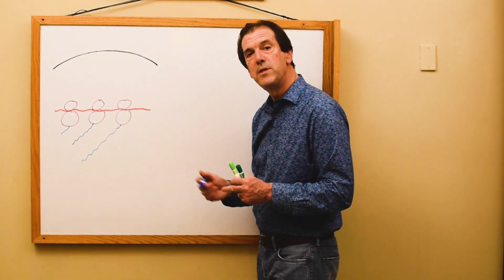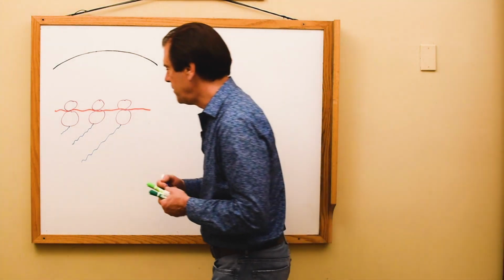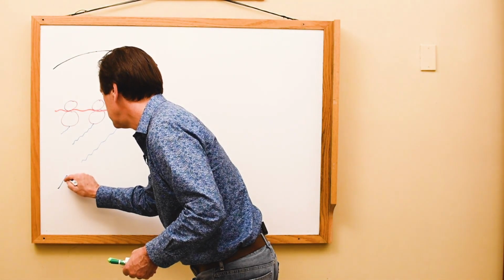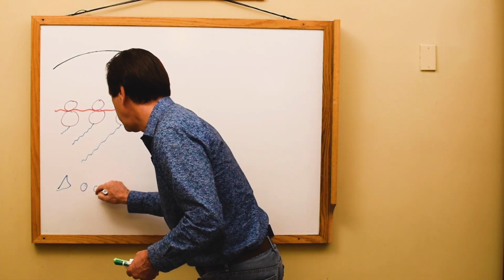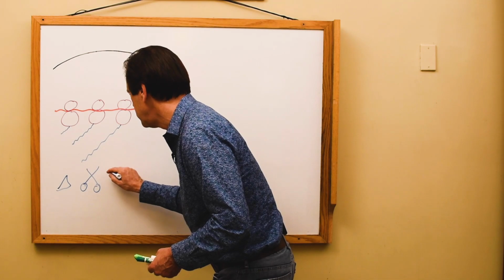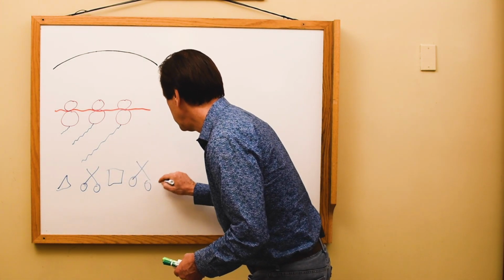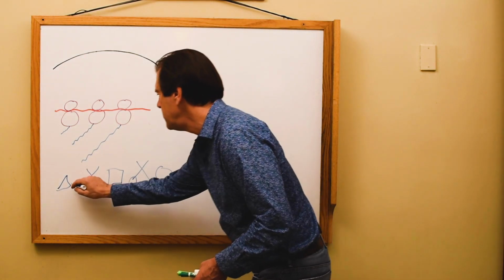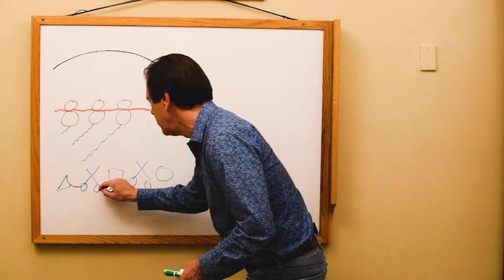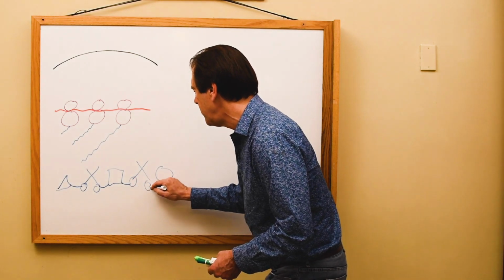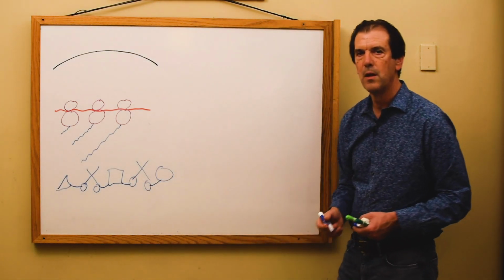And those proteins fold up into different shapes. And I'll draw those shapes out here. So let's imagine we have a triangle, a pair of scissors, a square, another pair of scissors, a circle, etc. And these are all linked together. So this is one very long protein.